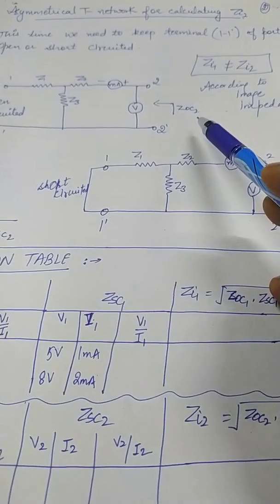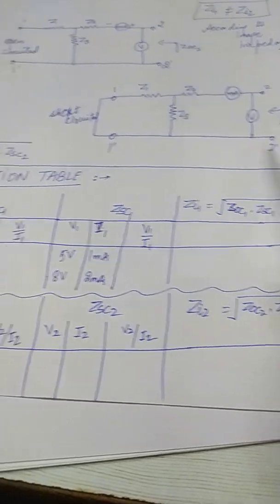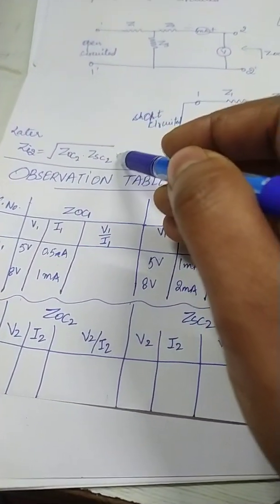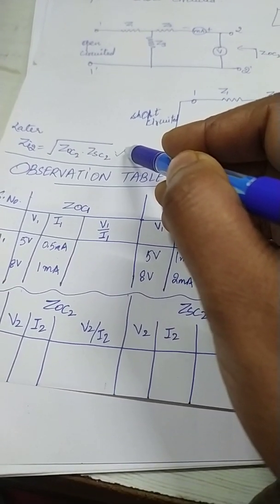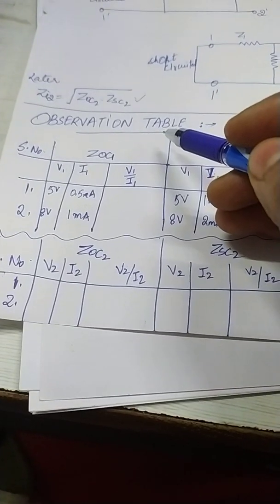This time I will first calculate the open circuit impedance, and then later the short circuit impedance, using the same concept. This is how we calculate the characteristic impedance as seen from the output terminals.